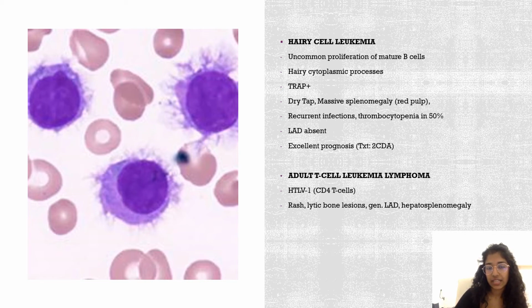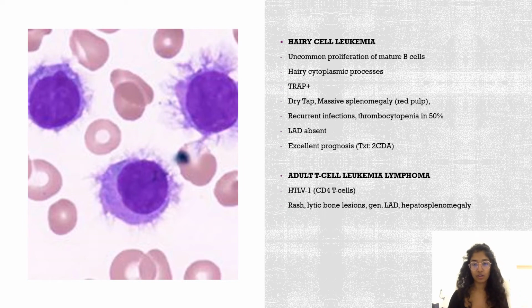2-CDA is an inhibitor of adenosine deaminase. Adenosine deaminase is an enzyme that is involved in the purine degradation pathway. So if your adenosine deaminase is inhibited, then you will have the accumulation of toxic products inside the cells, which will lead to the destruction of the leukemic cells, and therefore it is used for therapy.